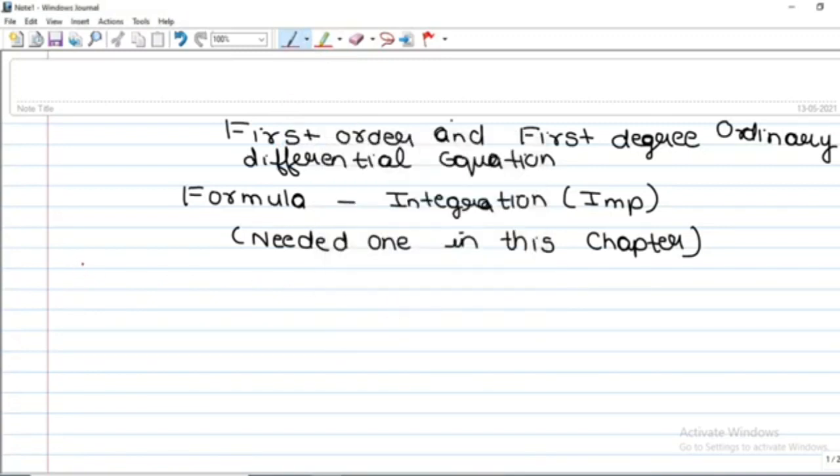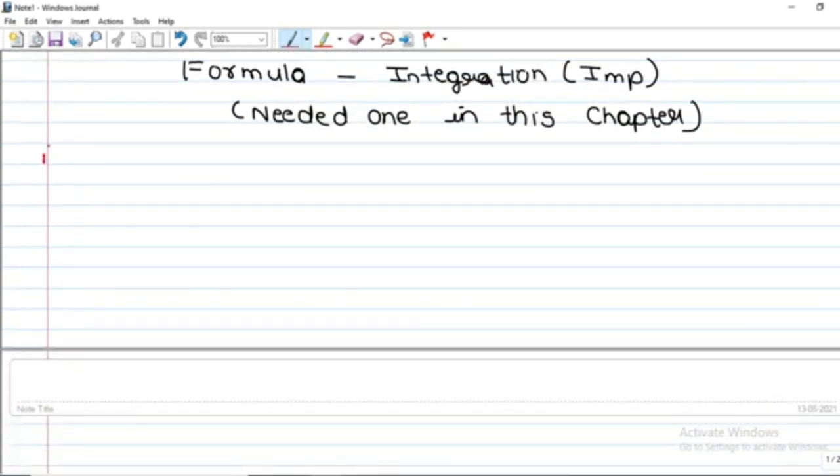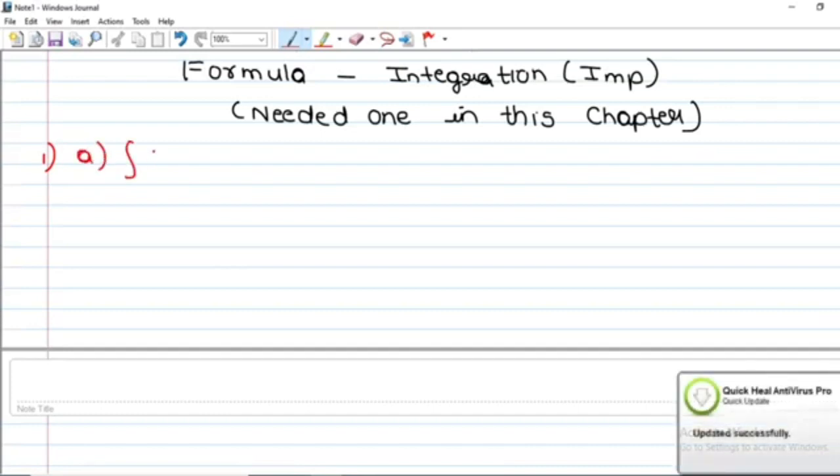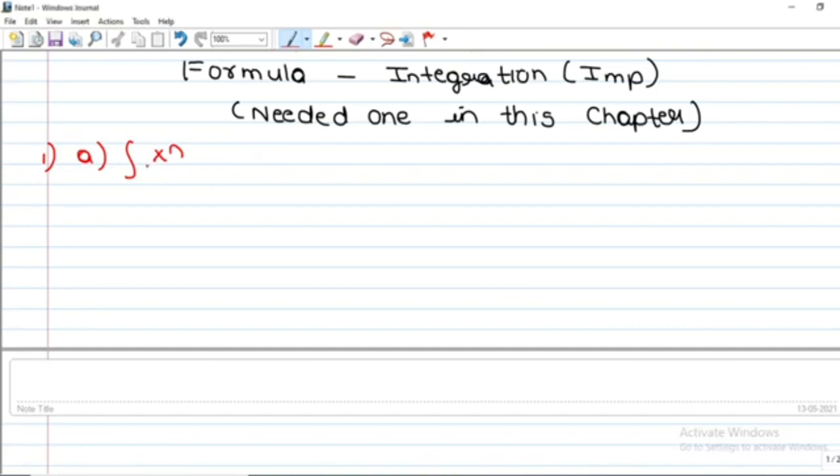So the formulas which you need to learn, the first formula is as follows. Integral of x power n dx is nothing but x power n plus 1 the whole upon n plus 1 plus c. And n should not be equal to minus 1.